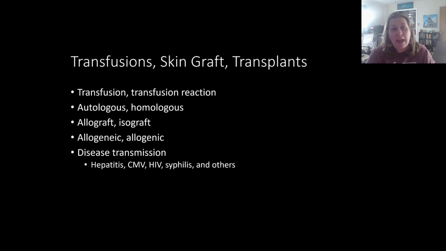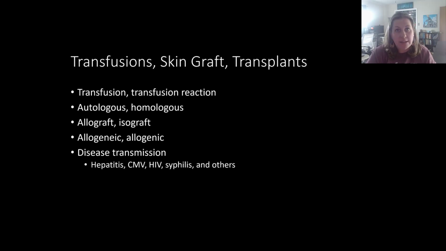Disease transmission can happen through transfusions. They can happen through transplants. One in particular is hepatitis. Before we knew what hepatitis was, it could be transmitted through the blood. And a lot of people in the late 70s and early 80s were exposed to hepatitis without knowing, because we didn't know that it was in the blood.